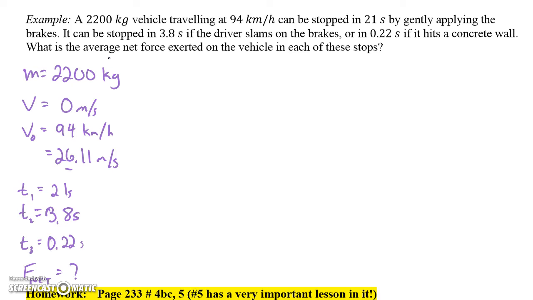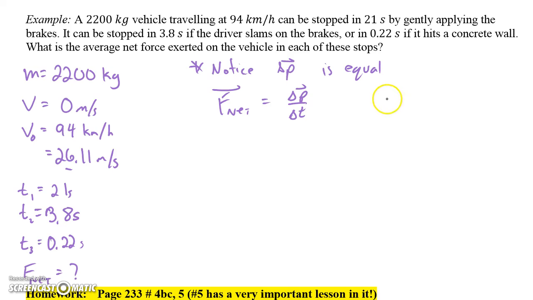One thing we have to notice is that in all the situations, the change in momentum is equal because we're just going from the same starting velocity to the same ending one. So our equation for F net is going to be delta P over delta T. If we figure out delta P, that makes our calculations very easy for F net. We don't have to redo a lot of calculations. So we're going to figure out delta P first.